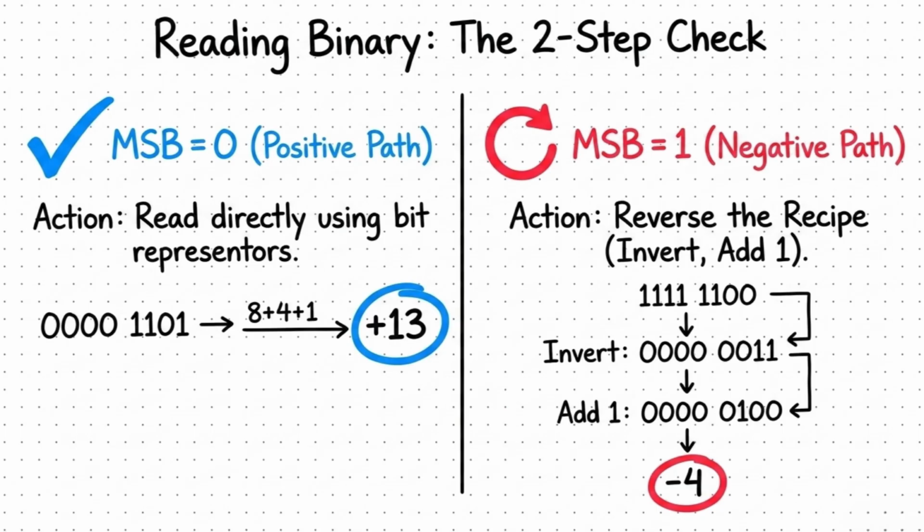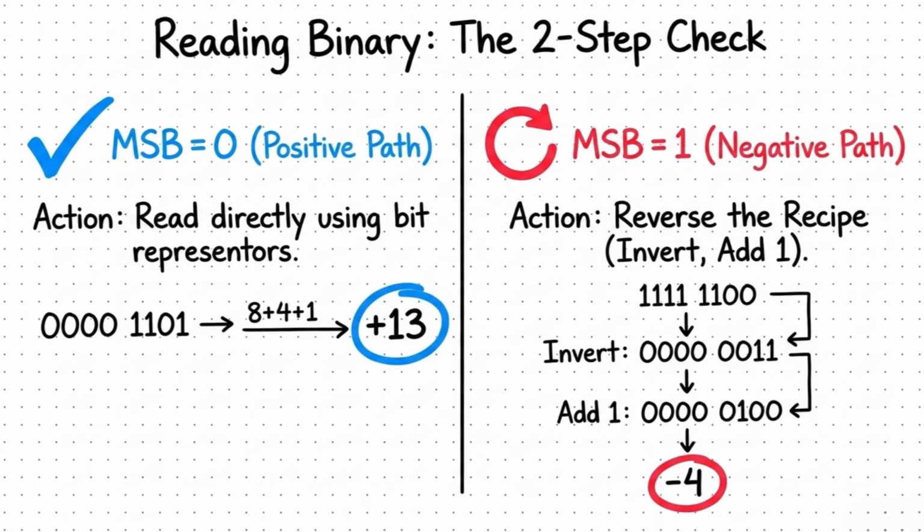Now that we know how computers store these numbers, how do we read them back? It's a 2-step process. First, always look at the most significant bit of the number on the left. When the most significant bit is 0, it is a positive number. And when the most significant bit is 1, the number is negative. So let's look at the positive part. If the first bit is 0, which means the number is positive, you can convert it directly using the bit representers that we have learned earlier.